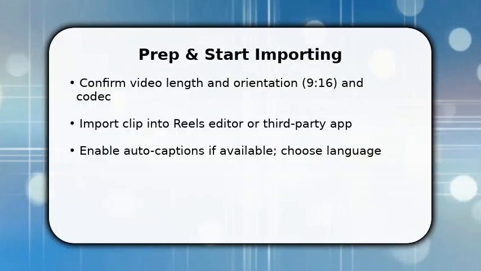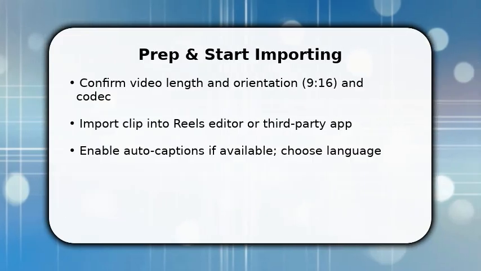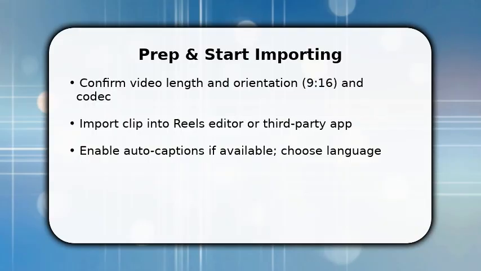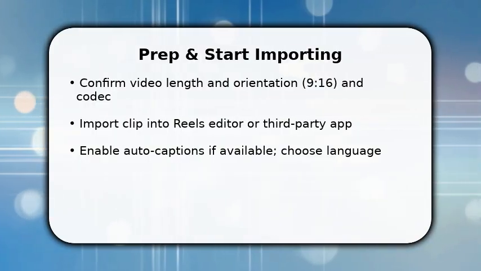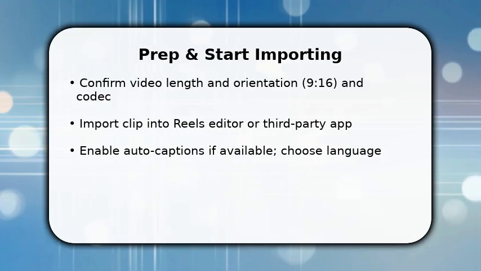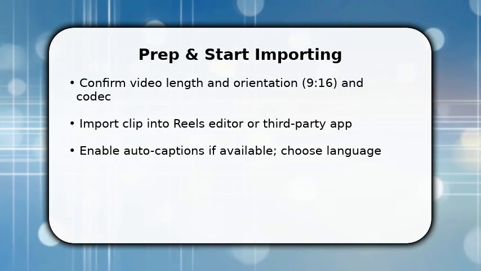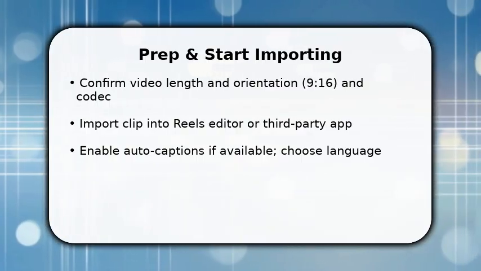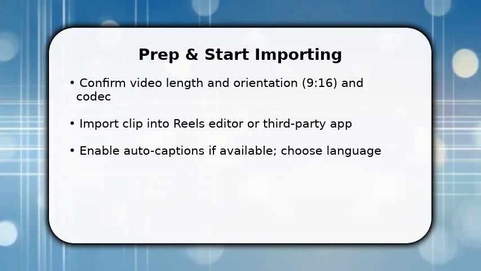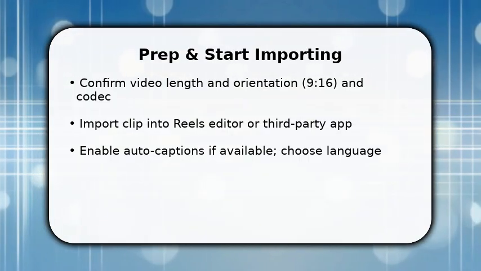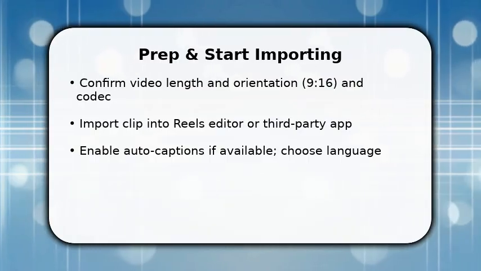You begin by importing the clip into the Reels editor. This gets you straight to work. Make sure the video is vertical and under platform limits. If not, trim now. Once imported, turn on auto captions when the option appears because they create a baseline you can edit. If auto captions are unavailable, create a transcript in Notes or a text file and prepare to paste lines. This first step saves time and prevents timing issues later, so don't skip it.